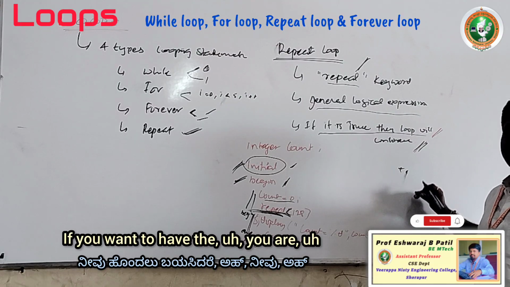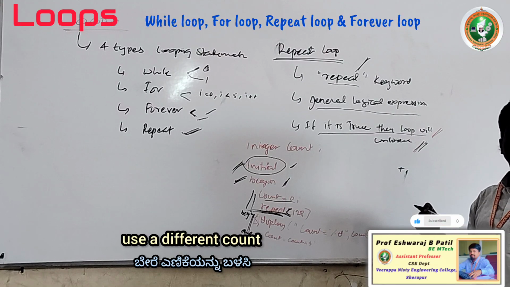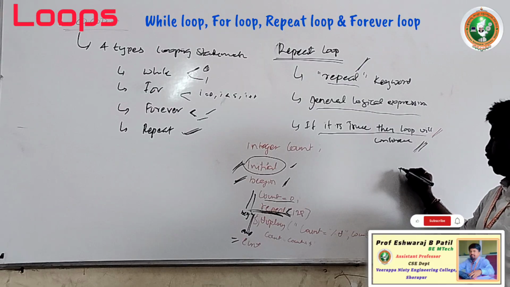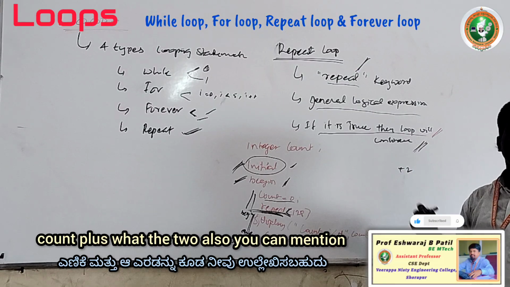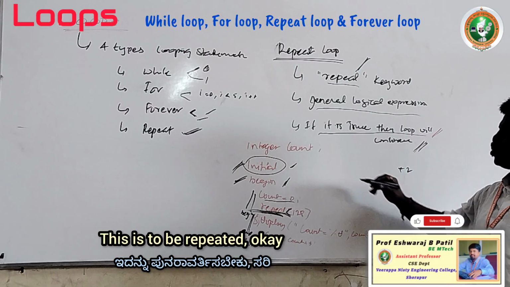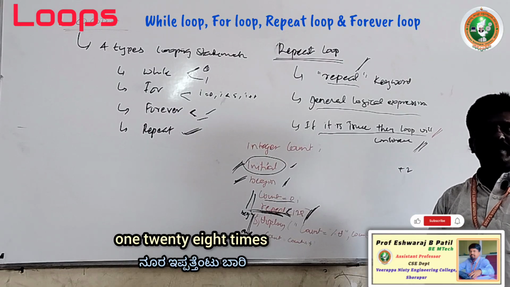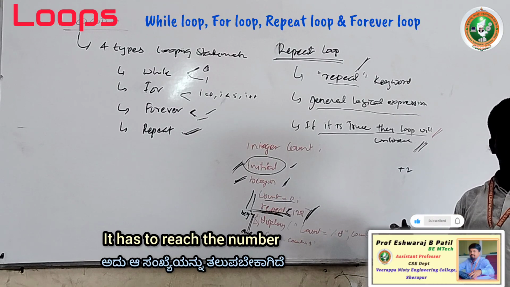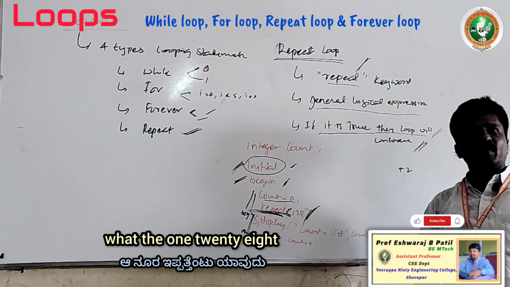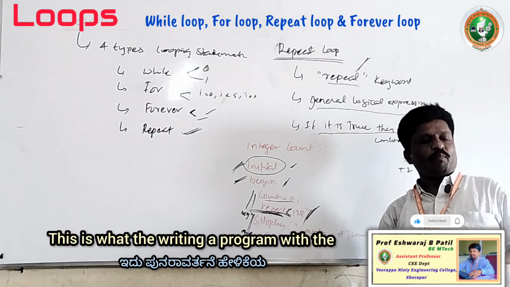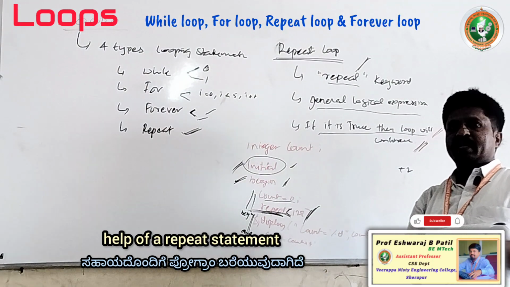If you want your user defined count, you can mention count plus 2, or 3 also, like this. This is to be repeated until it reaches the condition here, 128 times. It has to reach the max value, which is 128. This is writing a program with the help of a repeat statement.